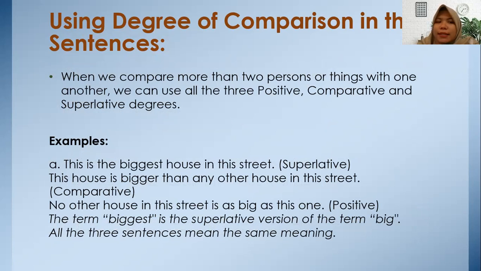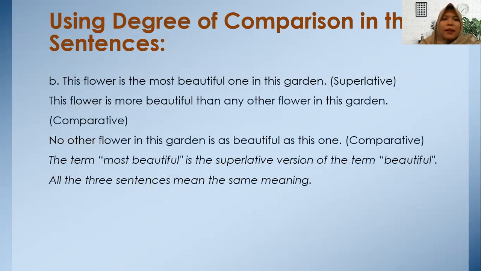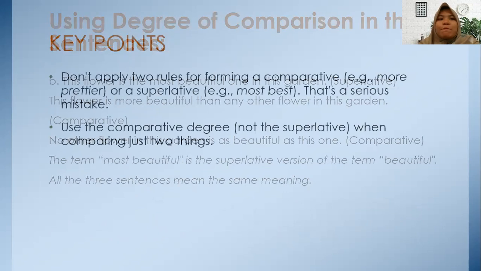For example, this is the biggest house in the street. So this is to compare more than two houses. So we can probably take a conclusion. Or this house is bigger than any other house in the street. No other house in the street is as big as this one. So the term biggest is the superlative version, bigger is the comparative version, and all these three sentences actually have the same meaning. This is more example about comparing more than two things.